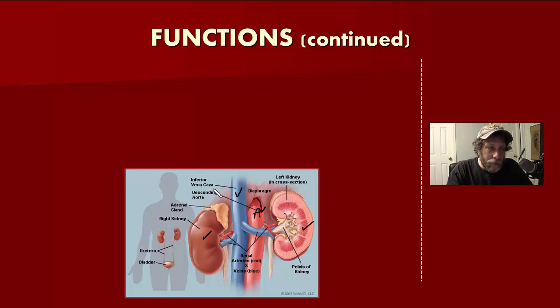And this is called the inferior vena cava. The heart would be up here. Okay, it's a funny looking heart. And it's carrying blood upwards. One of the major functions of the kidneys really is to filter blood.